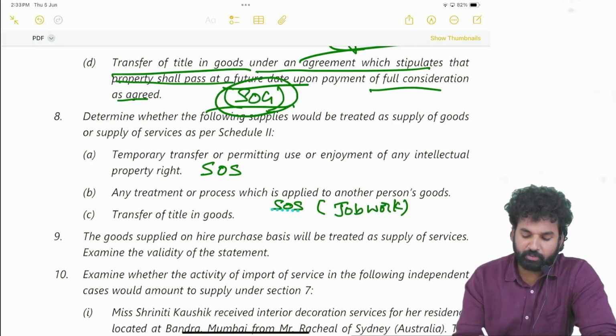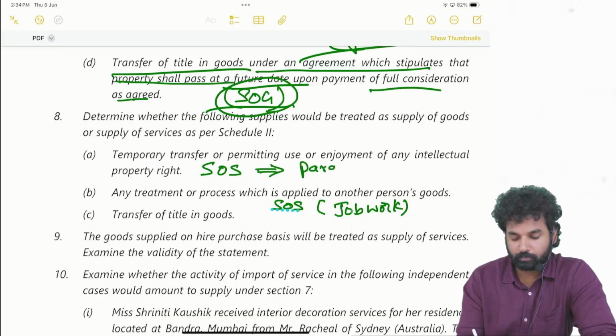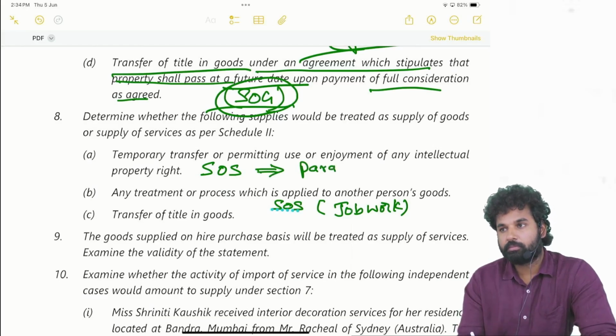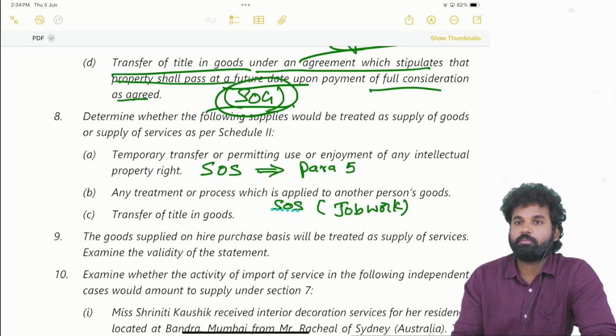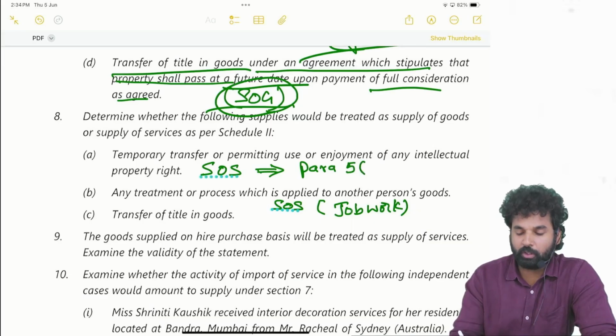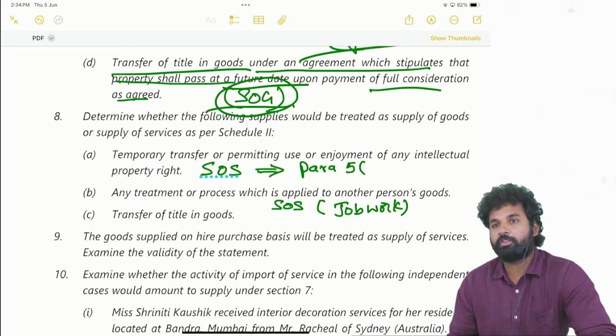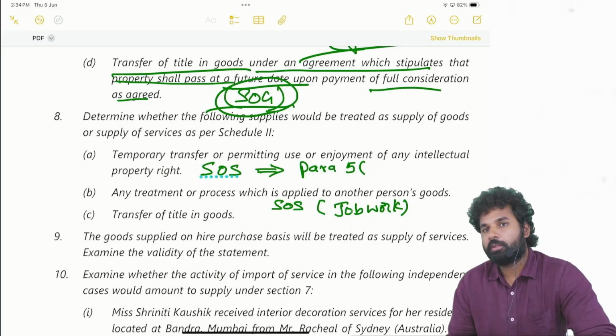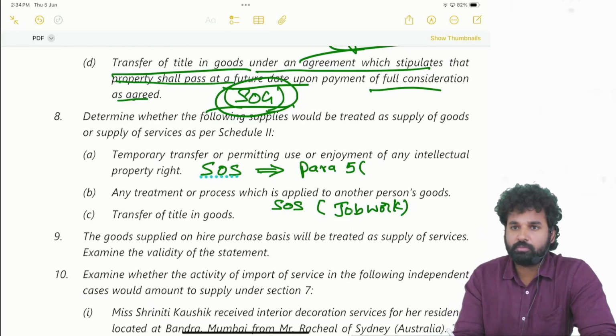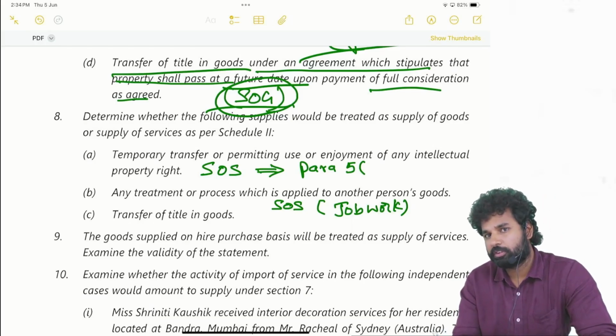So this is which para? Temporary transfer. Which para? Para number 5. In that the clause is temporary transfer or permitting the use of intellectual property rights, patents, trademark and all. Para 3? No, job work not. I'm not talking about job work. I'm talking about intellectual property rights. In para 5, see the clause. Para 5, clause A, B, C, D, E. Which clause? C.